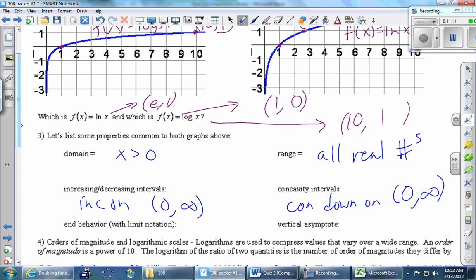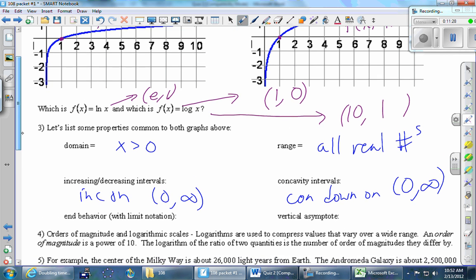And then finally, end behavior. As you go to the far right, run to the right forever, what happens to the y values? They get bigger and bigger and bigger. It looks like they're leveling off. They aren't. They get bigger as high as you want it to be. It will be there. It's just going to take an awful long time to get there.